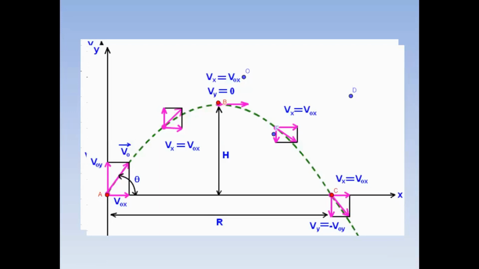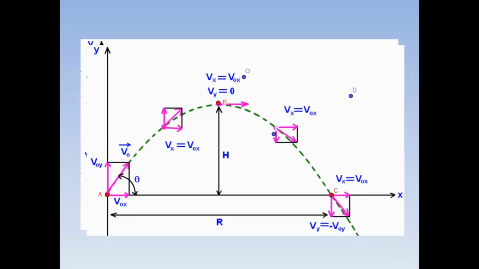Here is a figure which shows projectile motion in detail. An object is projected at point A, turns at point B, and comes back to point C at its starting level. A and C are at the same level. At point A, the velocity has components v0y and v0x.